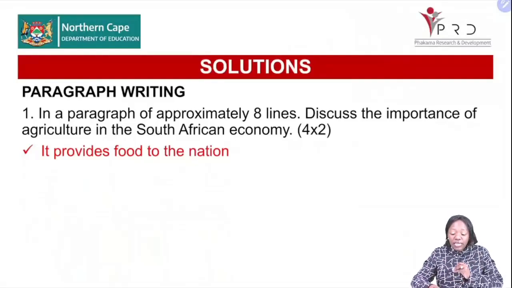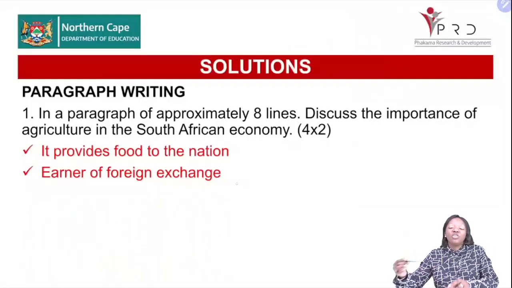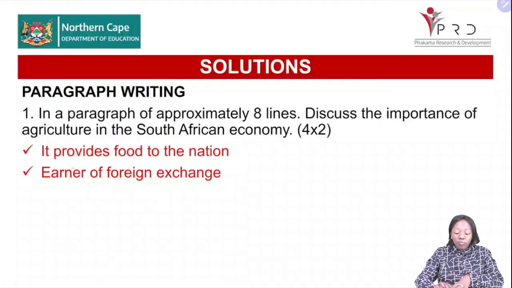So it provides food to the nation. And then secondly, earner of a foreign exchange. Remember, you cannot just say earner of a foreign exchange, but that's where the mark is. So you need to put it in a sentence. Again, you need to say through the raw material that will be extracted or that will be cropped in the primary sector, which is the agriculture. Those products will then be exported to the different countries.